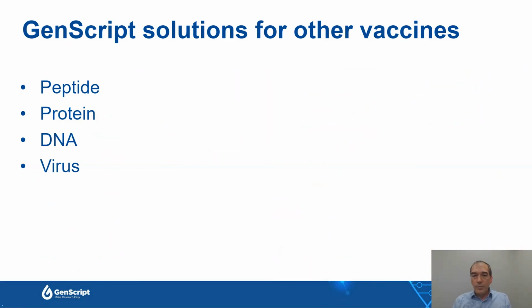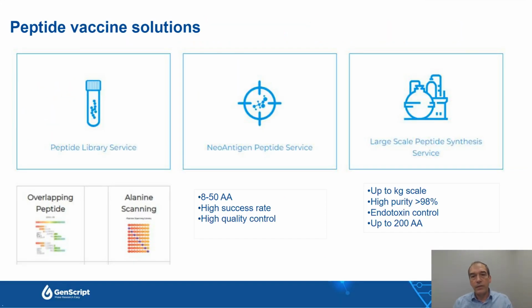So I will also very briefly go over the other solutions we offer for other types of vaccines, peptide, protein, DNA, and virus. I will touch mostly on the services and products that I haven't mentioned for the mRNA vaccines. So for example, for peptide-based vaccines, we can offer very wide range of peptide synthesis services. We can generate the peptide library services I mentioned. Typically for vaccine, the most often used ones are the overlapping peptide or alanine scanning libraries. We can synthesize neoantigen peptides for your assays with high success rate, 8 to 50 amino acids, high quality controls.